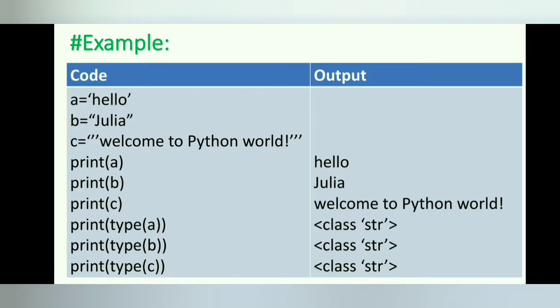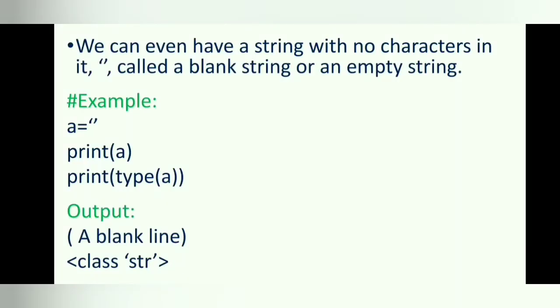Empty string. We can even have a string with no characters in it called a blank string or an empty string. Example: in this example, an empty string is assigned to the variable a. The first print statement, print a, will display a blank line. The next print statement, print type a, will display the data type of the variable a, which is str. String data type is represented by the str class in Python.